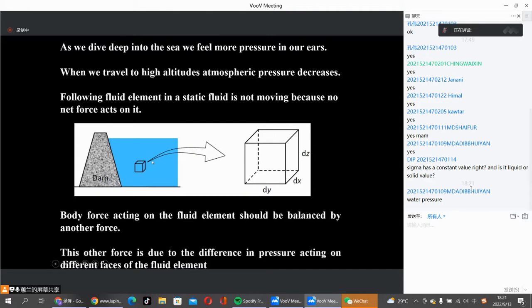A fluid element in a static fluid is not moving because no net force acts on it, right? Because according to what we have learned in thermomechanics, for fluid at rest, for static fluid, that means the fluid is in equilibrium. So there will be no net force, because according to Newton's second law, net force will result in acceleration, that's for sure.